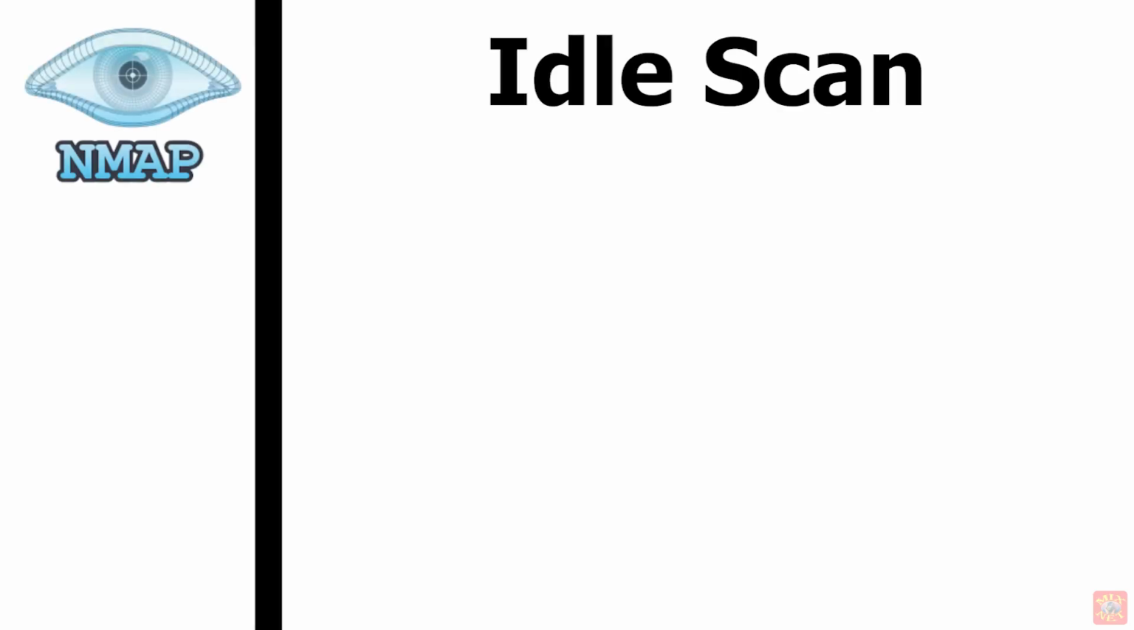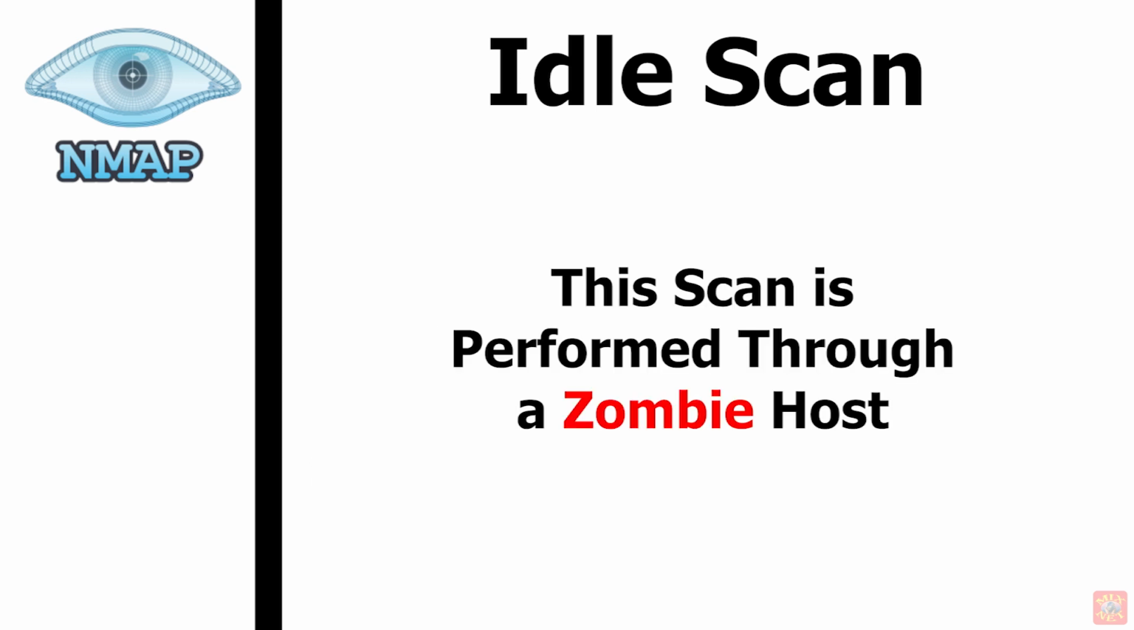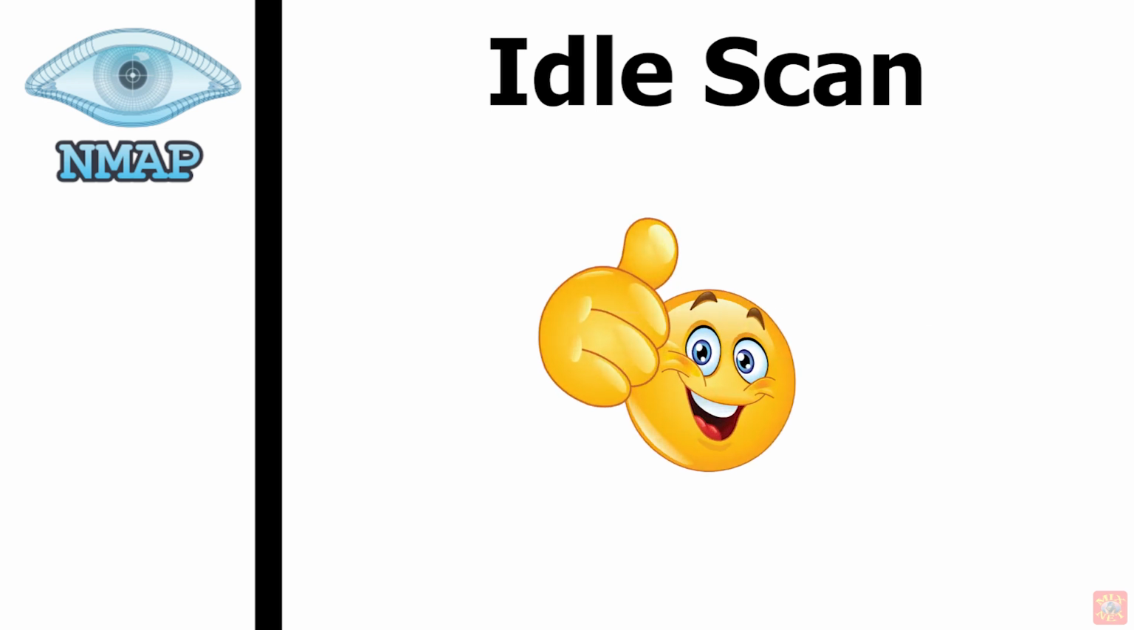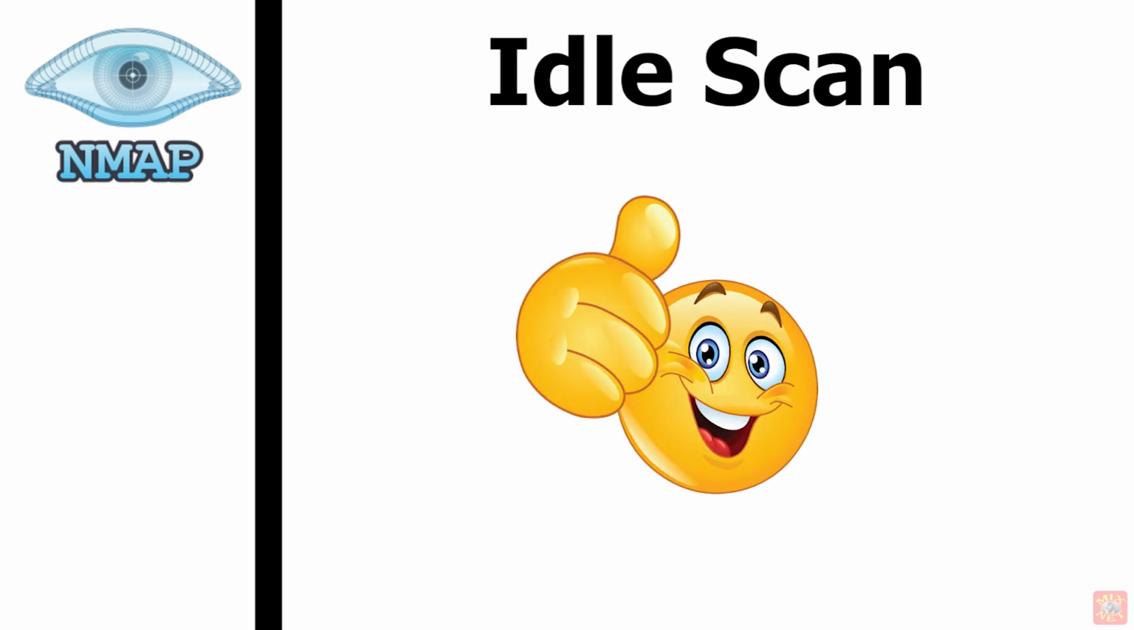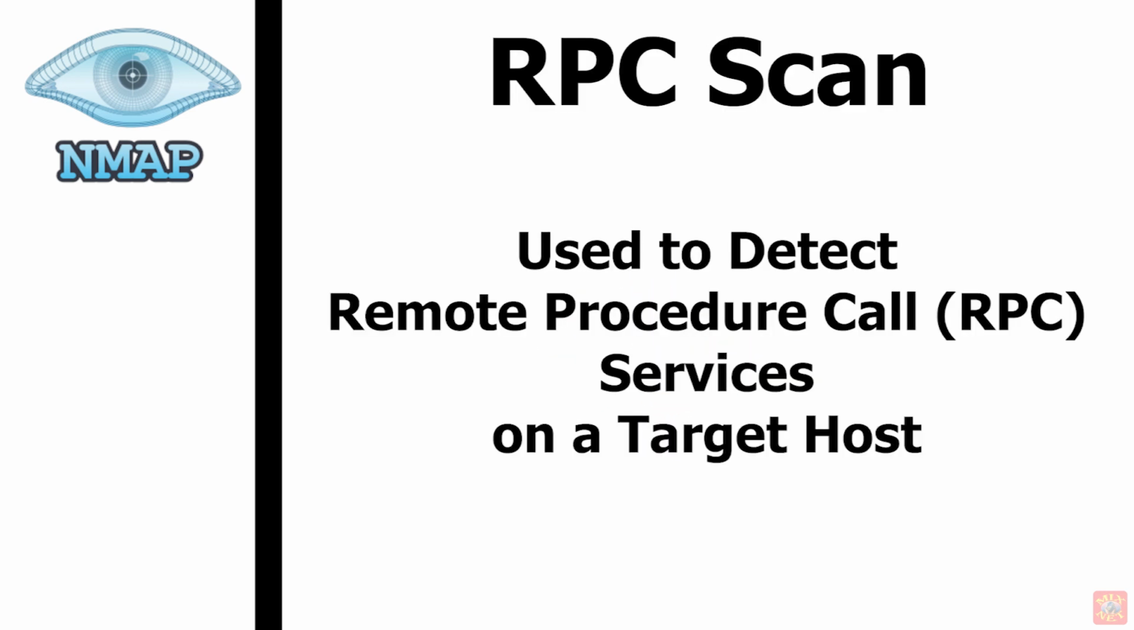The idle scan is used to scan a target host without any communication between the source and the target system. This scan is performed through a zombie host. We will see the scan with more details in an upcoming video. Finally, the RPC scan is used to detect remote procedure call (RPC) services on the target host.